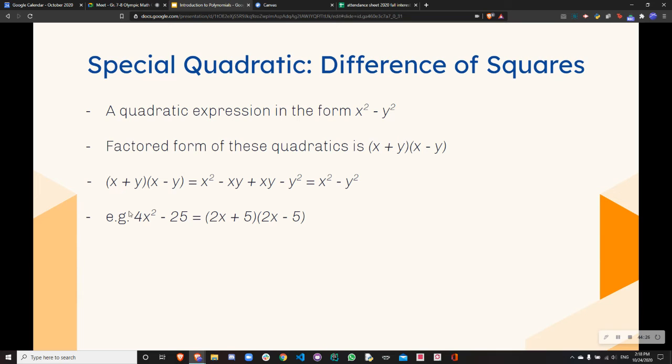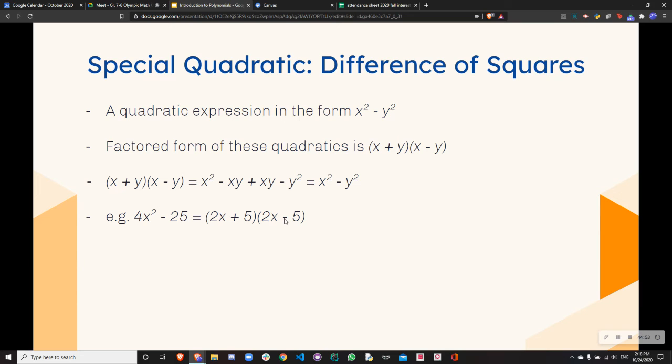Let's take an example of a difference of squares. We have 4x squared minus 25. If you just factor it out like this, you get 2x plus 5. The square root of 4x squared is 2x. The square root of 25 is 5. So for the first factor, we add the two terms, 2x plus 5. And for the second factor, you subtract.